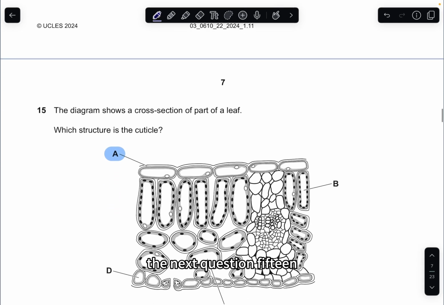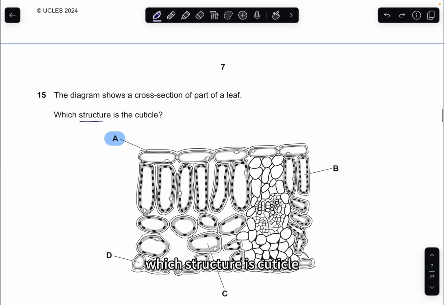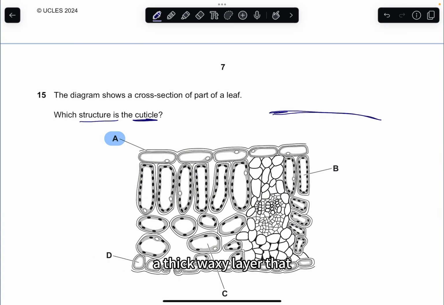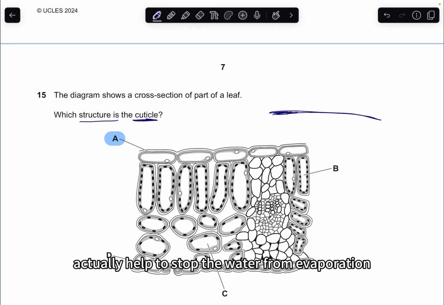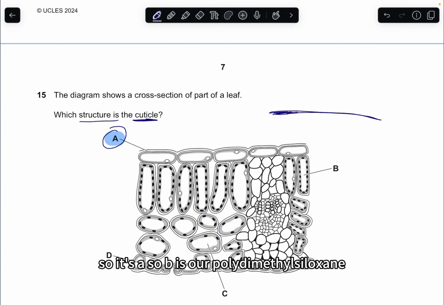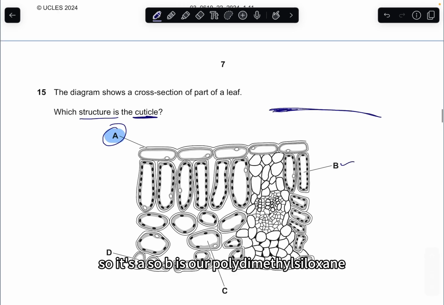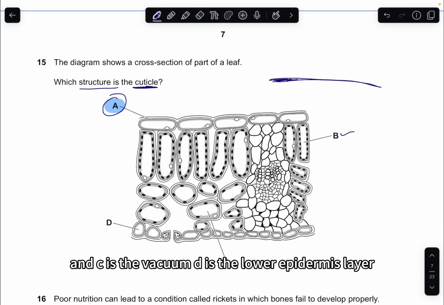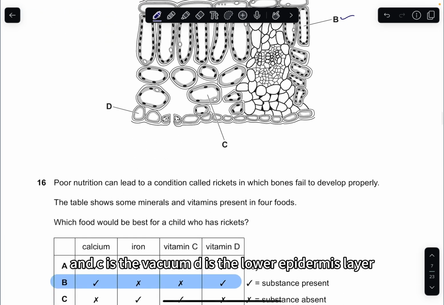The next question, 15, they ask which structure is the cuticle. The cuticle is the upper layer of the leaf. It is a thick waxy layer that helps to stop water from evaporating and helps the plant to store more water. So it's A. B is our palisade mesophyll, C is the vacuole, and D is the lower epidermis layer.